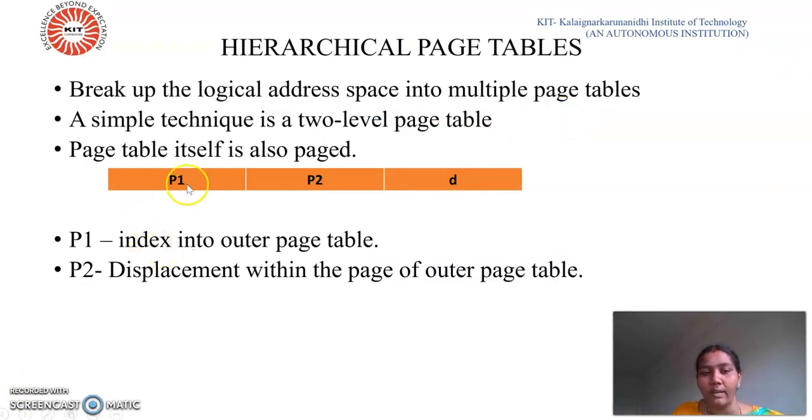This is a 2-level paging system that is followed in the hierarchical page table. As we have seen in the diagram, P1 is the outer page table index, P2 is the displacement within the page table, and D is at which level or at which position your searched page is located.